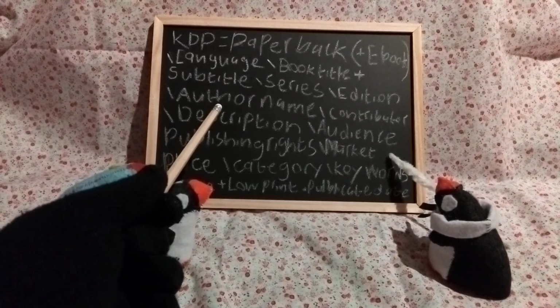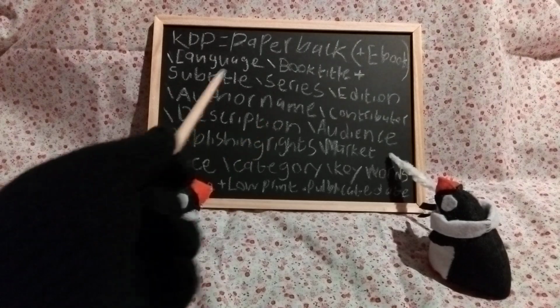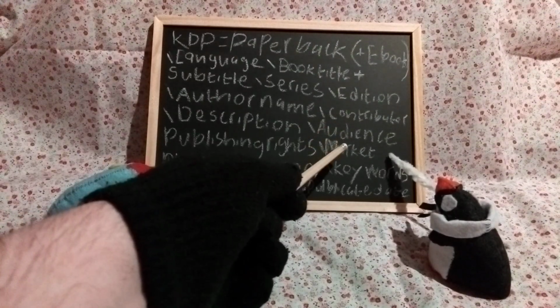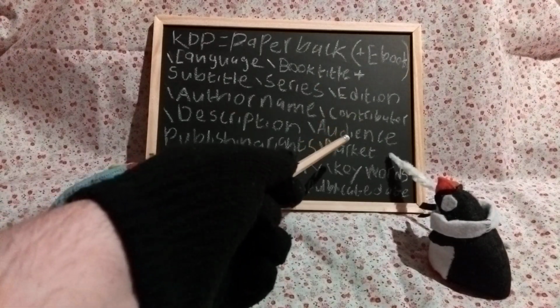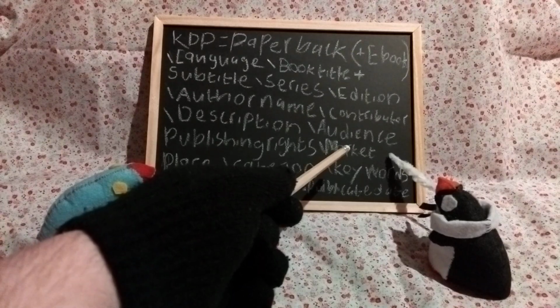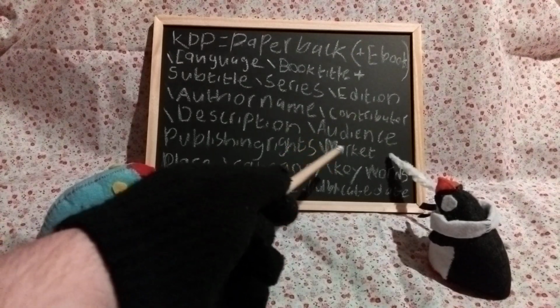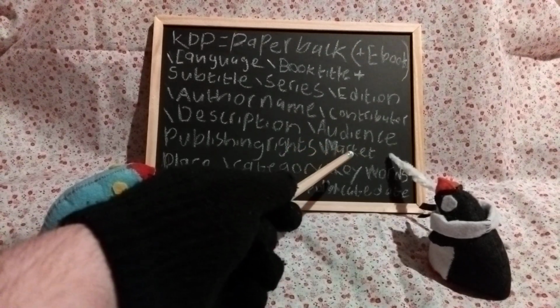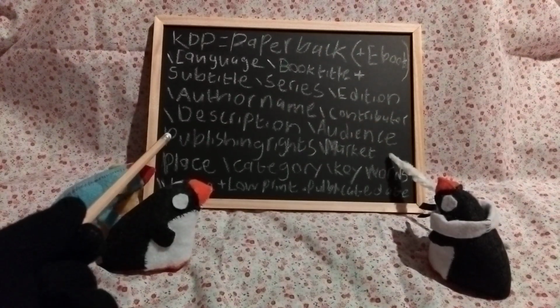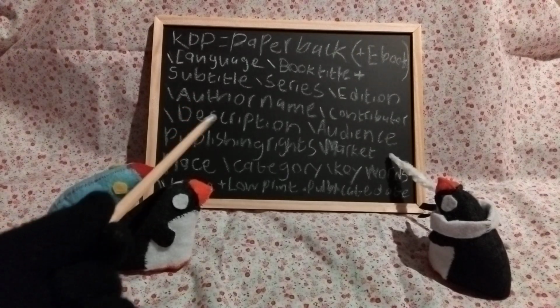A rough description, of course, of the novel as well, to give people an idea of what it's about. The intended audience and marketplace for said novel, so essentially what age range, as well as which particular country you're going to sell it in. Perhaps you want it in all countries, or perhaps just a specific one. And of course, publishing rights as well, whether or not you own the work yourself, or whether or not it's public domain, that kind of thing.